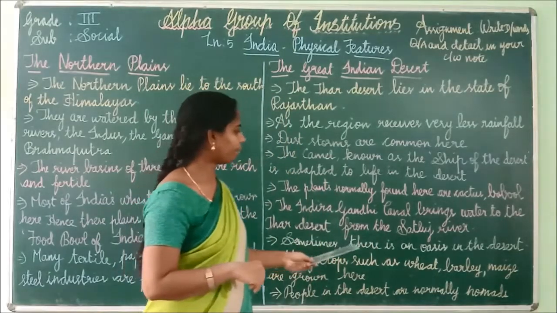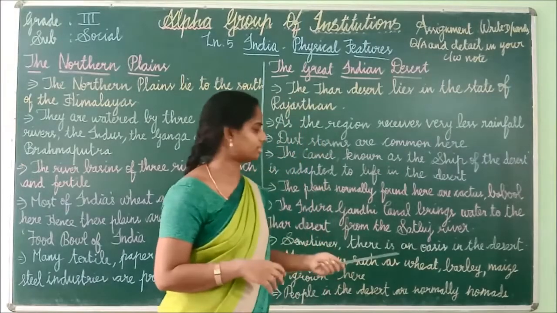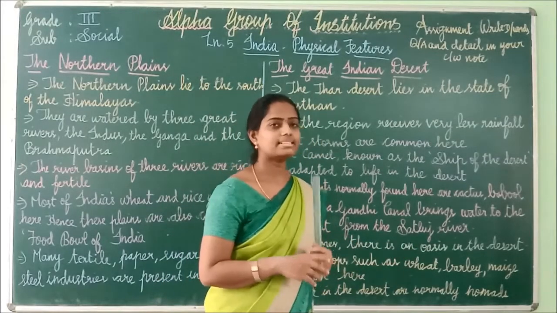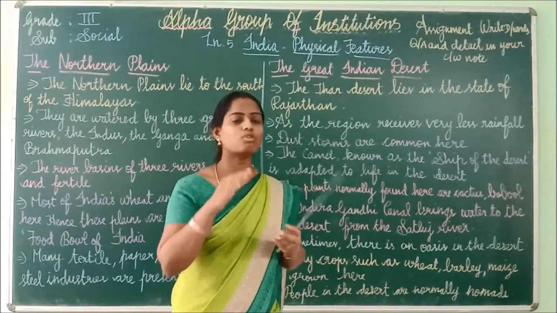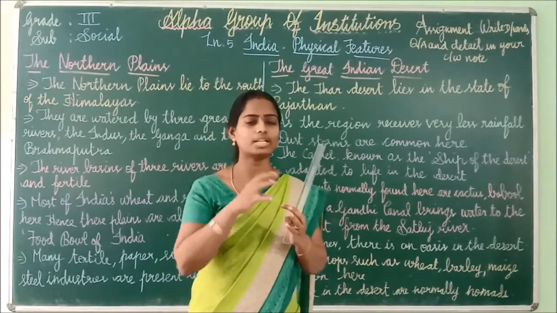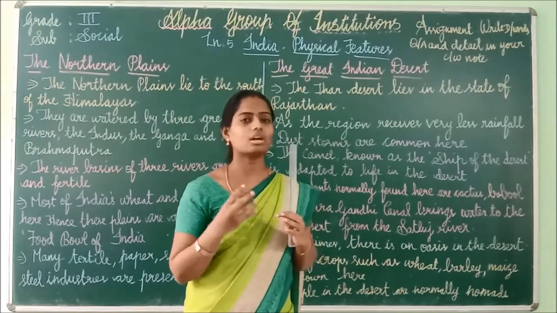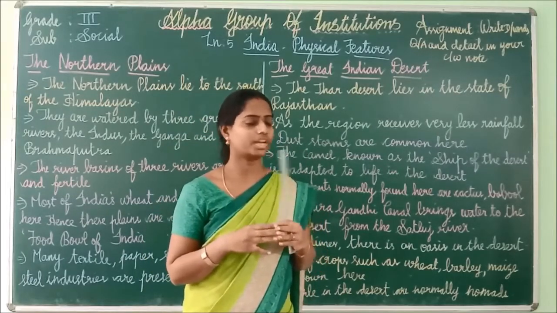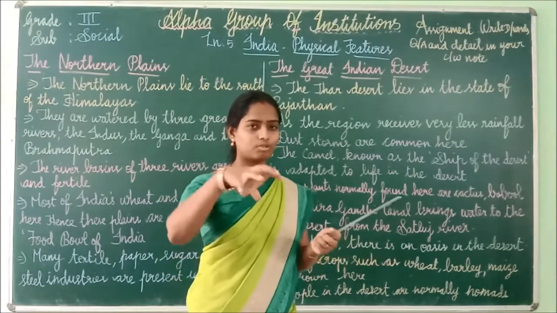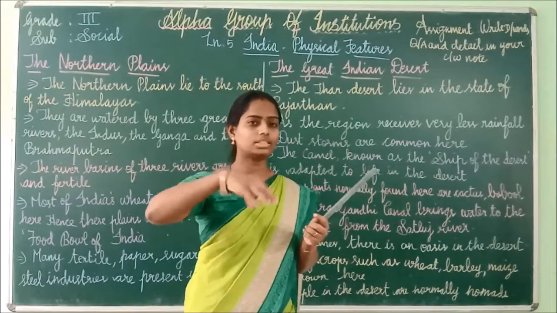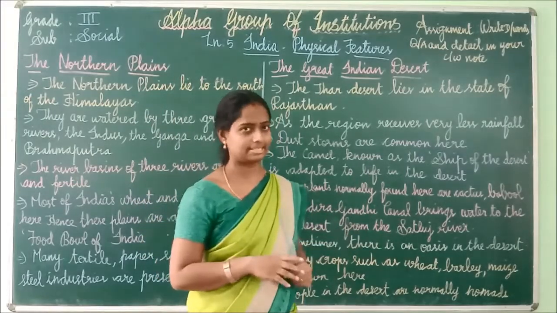And then sometimes there is an oasis in the desert. An oasis means a fertile spot where water is found. Water is found in some areas in the Thar desert. In that place only date palm like trees are found. That is what oasis means. In some of the middle places some water is found. Now in that water place, what trees will grow? Date palms. Okay, that is what they said here.